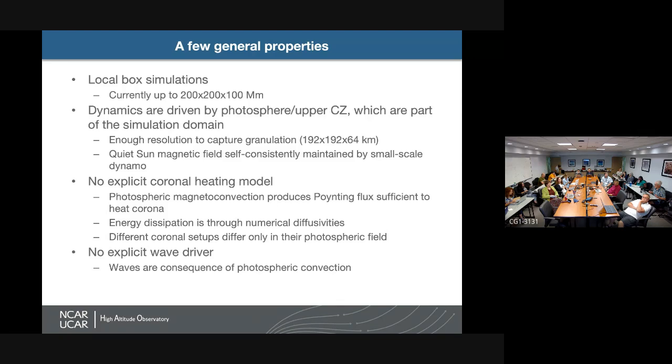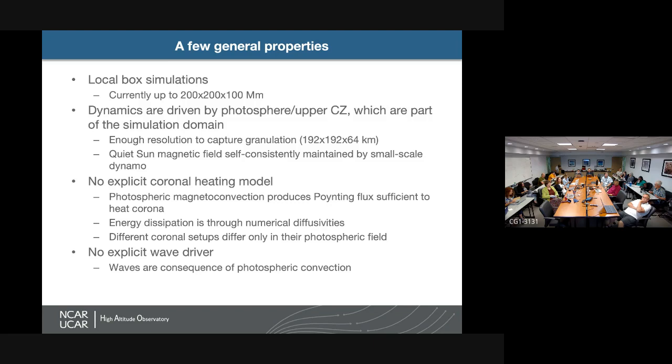by the photosphere and upper convection form. So we want to have enough resolution to capture granulation, and for the MURaM code, it means roughly 192 kilometers horizontal grid spacing, and that limits how far we can then go in domain size before this just becomes too expensive.